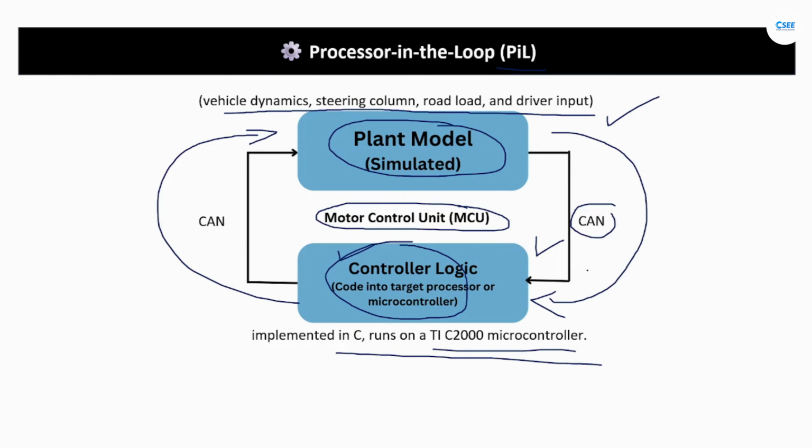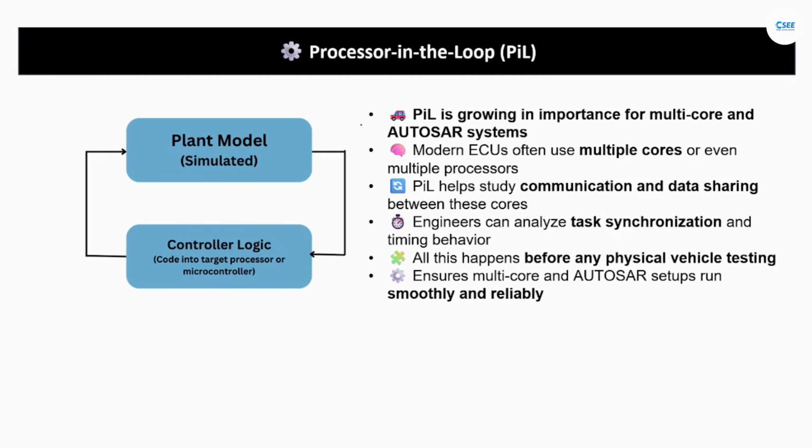prototype. Another growing application of PiL is in multi-core and AUTOSAR systems. Many modern ECUs use multiple cores or even multiple processors running in parallel. PiL helps analyze how these processors communicate, synchronize tasks, and share data, all before physical vehicle tests.